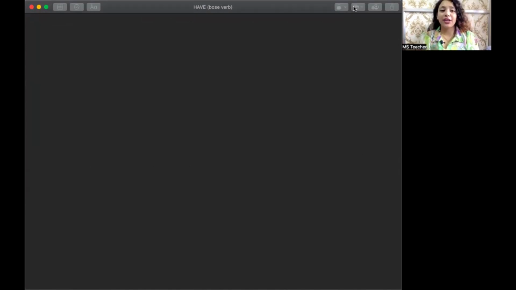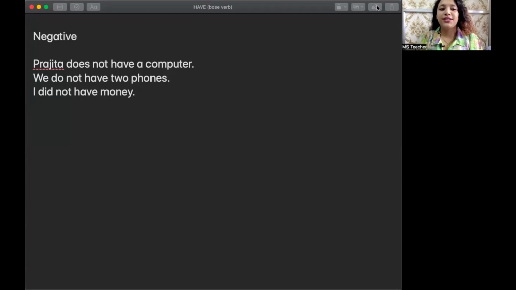Now let's see how we can use have, has, and had in the negative. Here are some examples of negatives for has, have, and had.